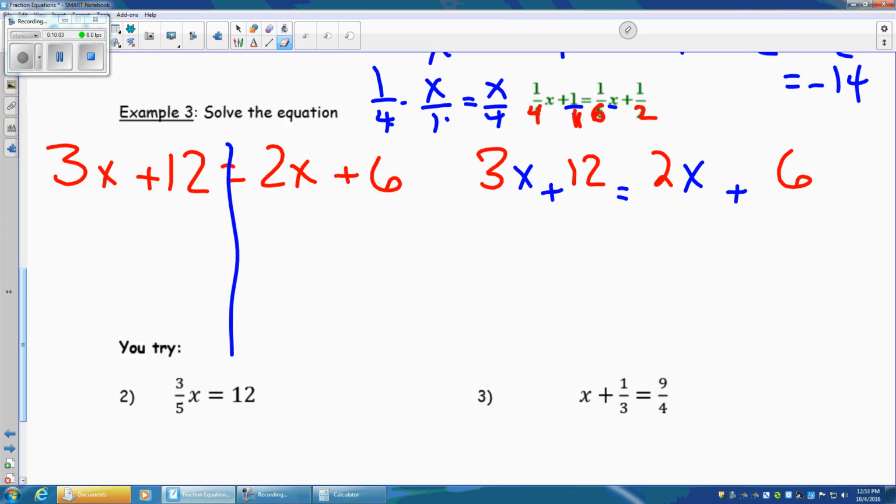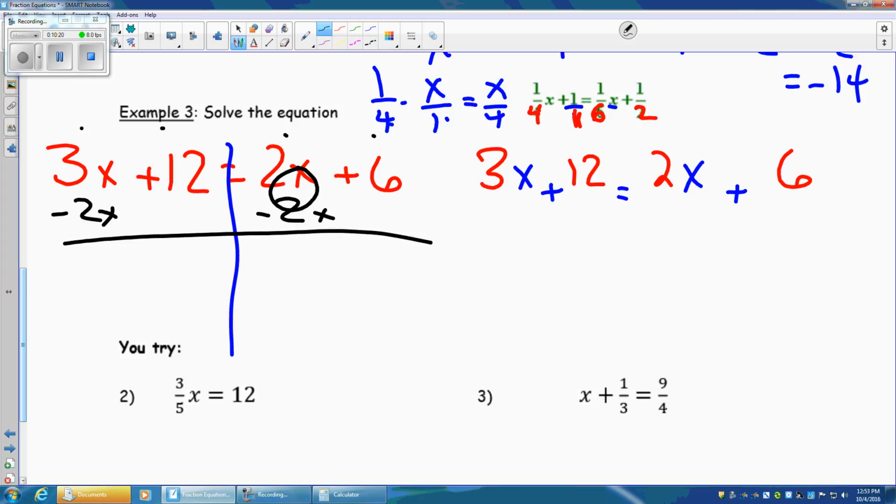Okay? So now that I have that, let's solve this like we would any other equation. Is there any simplifying I can do to this left side? 3x and 12. Obviously not. Right side is 2x and 6. Obviously not. So let's subtract 2x's on both sides. That makes 0. This makes 1x, or just x, plus 12 is 6. Does everyone see where this is going now? Minus 12 on both sides.